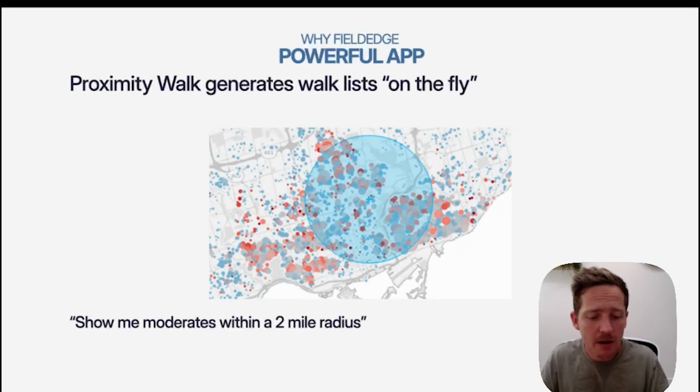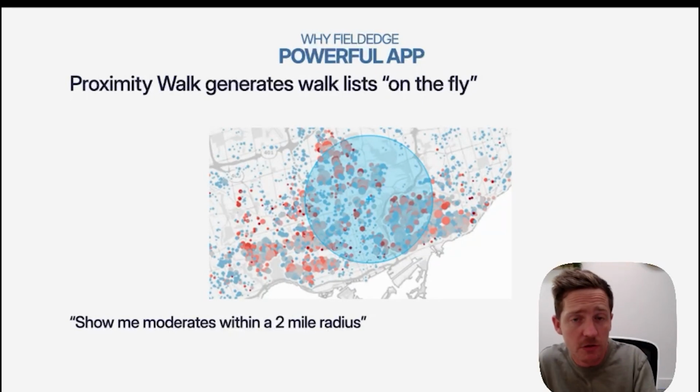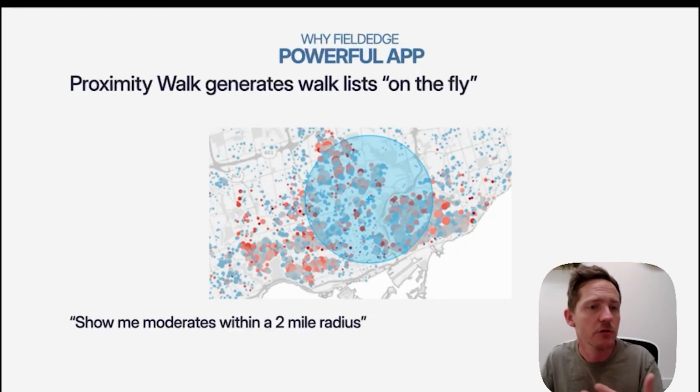We've got things like being able to create a proximity walk where you can take your current location, create a list on the fly. So an example would be show me moderates within a 2-mile radius. And so that will just create a list on the fly for you. We've also got cold walks where you can start if you don't have a list already. You can just go out, use Google Maps to find the houses, tap on them, and create lists from scratch. So really great in places that don't necessarily have a voter file or don't have access to it later in the campaign.